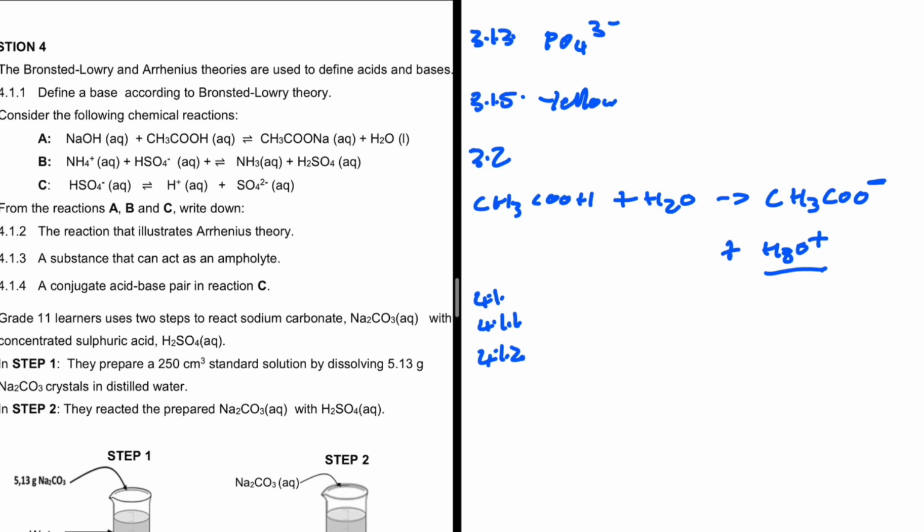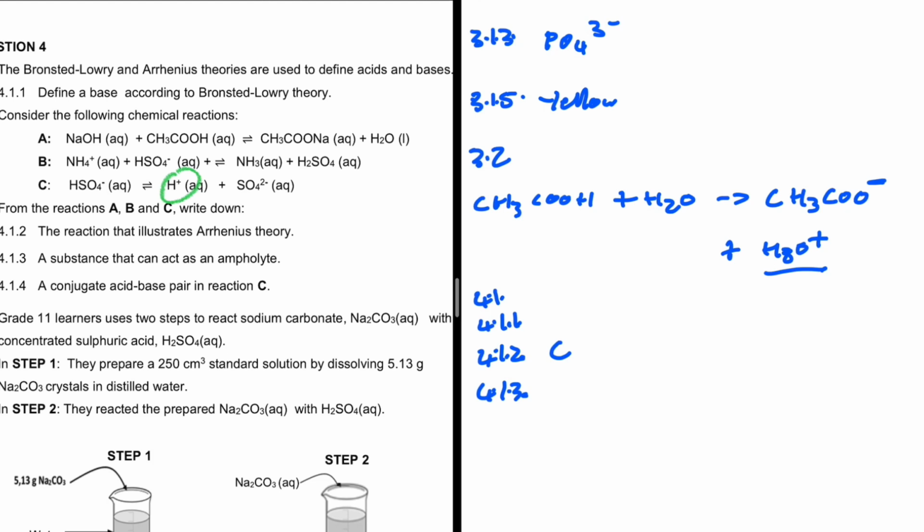But reaction C, you can clearly see that there is hydrogen ion produced, there is H plus, when HSO4 minus ionizes. So the answer to 4.1.2 is C, because clearly an acid is producing hydrogen ions, and that is what Arrhenius theory says. It defines an acid as a substance that produces hydrogen ions when dissolved in water. Okay, 4.1.2.